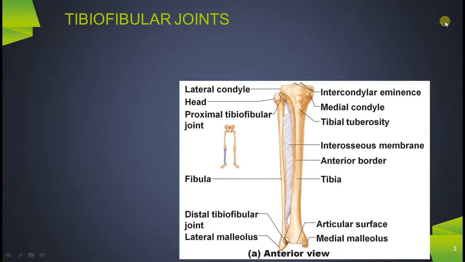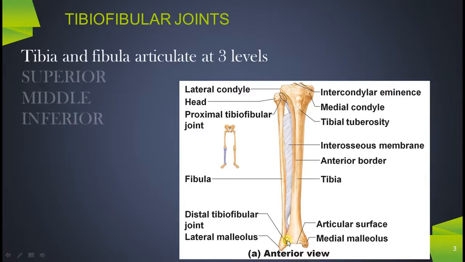If you look at the tibiofibular joints, the tibia and fibula are held together at three places. The upper part is the superior tibiofibular joint, then you have the middle tibiofibular joint, and then the inferior tibiofibular joint. Of these, the superior tibiofibular joint is a synovial joint. It has a joint capsule lined by synovial membrane, whereas the middle one is just fibers holding the bones together, and the lower one is again a syndesmosis.